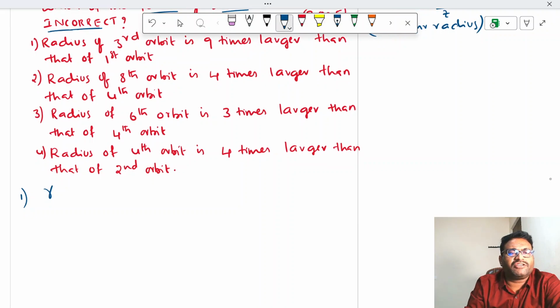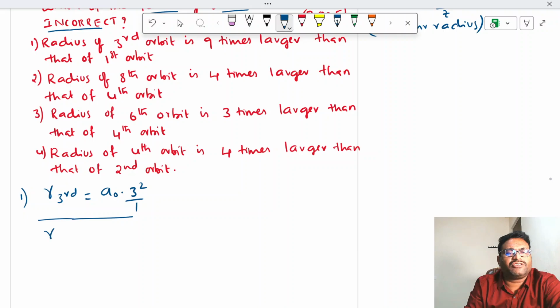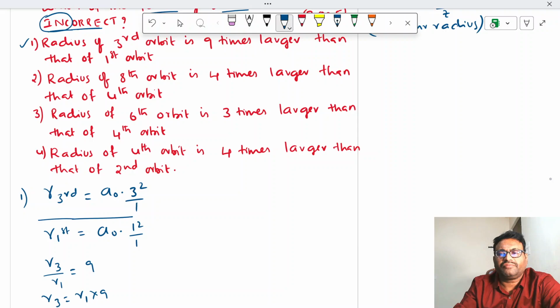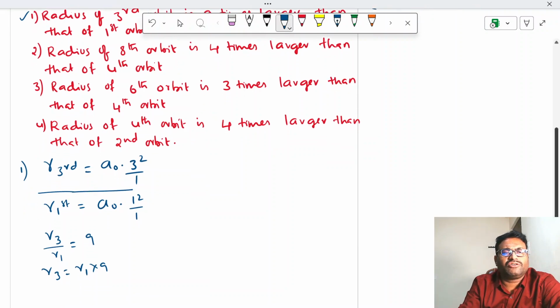So simply I can write, radius of the third orbit is equal to a naught into n square by Z. Third orbit is given, so 3 square by Z, Z means 1. Radius of the first orbit is equal to a naught into 1 square by 1. So then what do you get? R3 by R1 is equal to 9. So R3 is equal to R1 into 9. Simple. Yes, this option is correct. So asked is incorrect, so this is correct. Let us go with the second option.